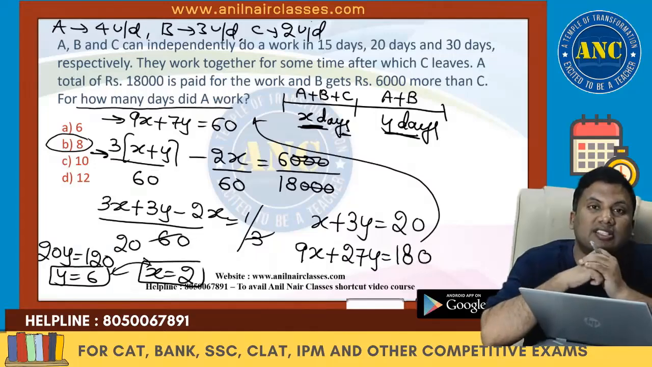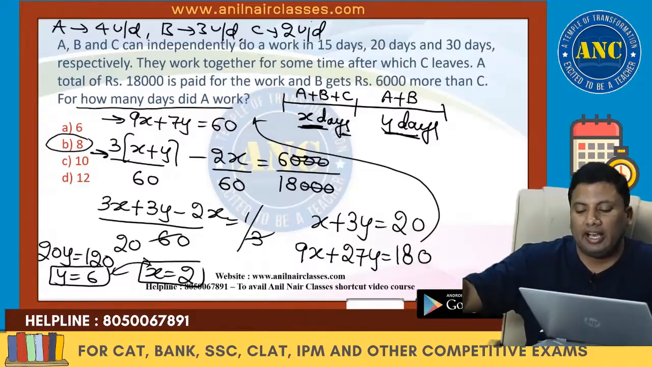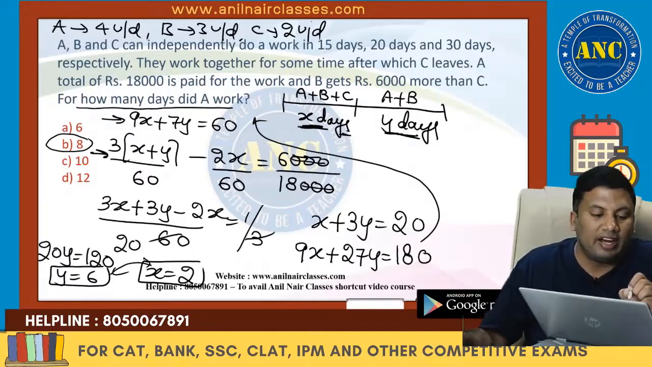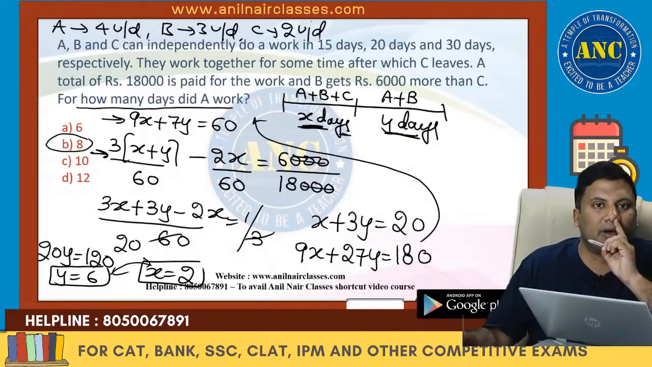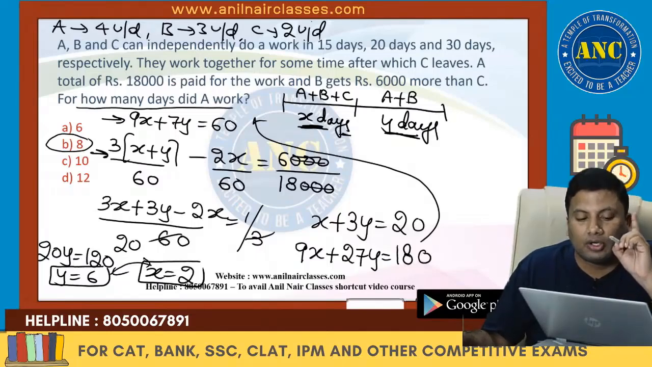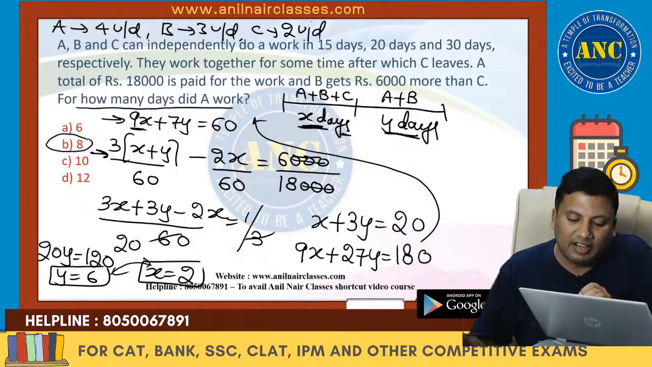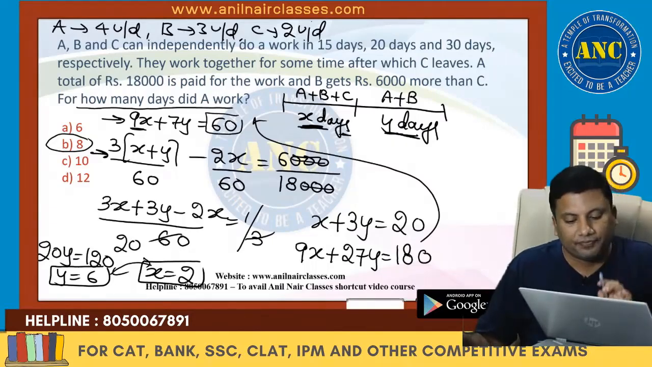A, B and C started. How many days, we don't know. After some days C left, A and B continued. A, B and C, their efficiency is 4 units per day, 3 units per day, 2 units per day. In one day, all of them will do 9 units per day, x days it is 9x. After C left, A and B will do 7 units, y days it is 7y. 9x plus 7y, total work is nothing but 60 units.